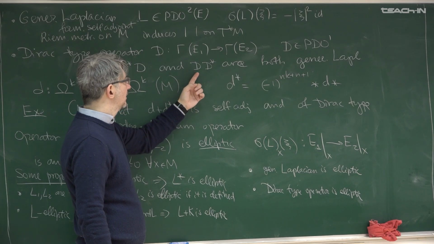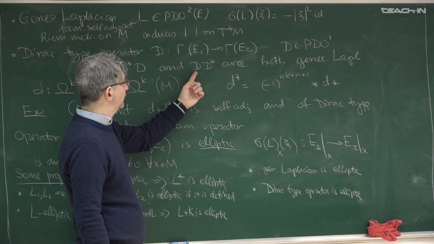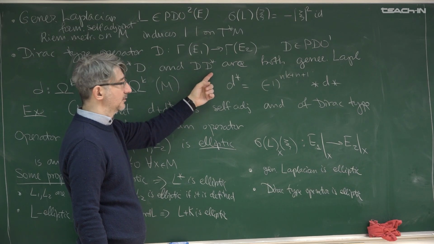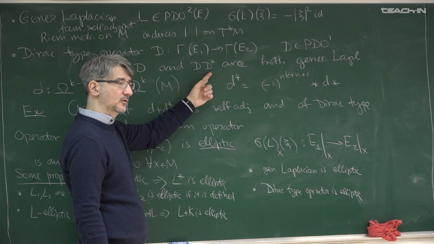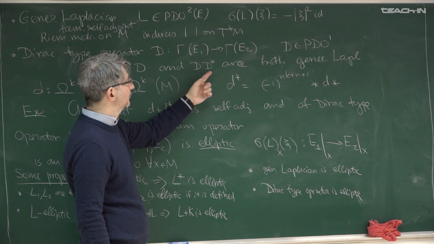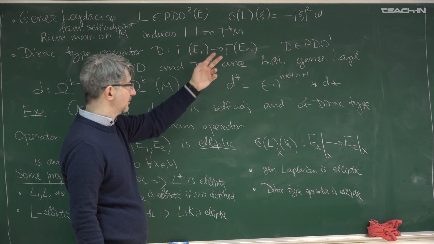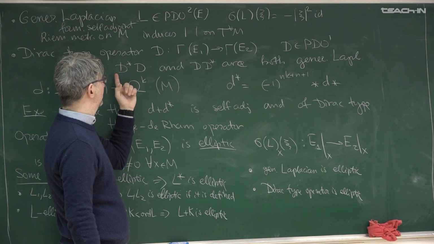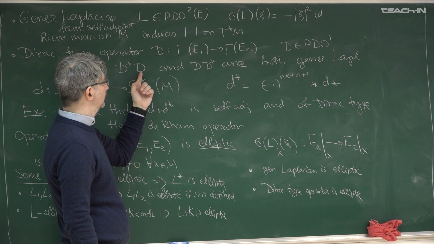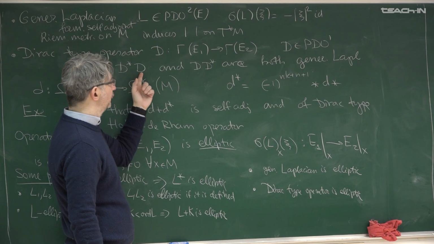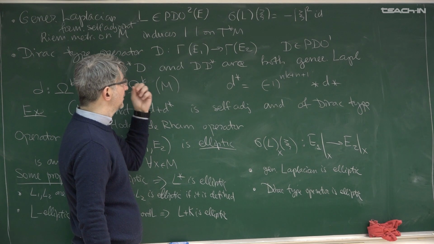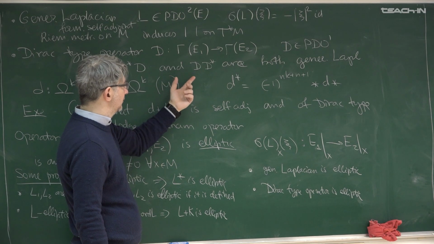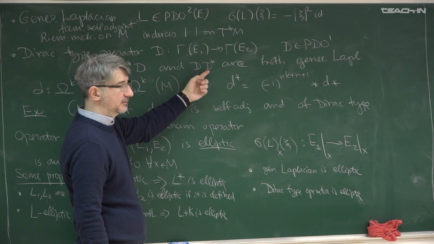So actually, what it means is that if you take this operator and calculate its symbol of D and symbol of D star, this is an invertible operator, because it's the Laplacian and the Laplacian is invertible. In this order, first you take the symbol of D star and secondly the symbol of D. This also is invertible. It means that the symbol of D is invertible and the symbol of D star is invertible.